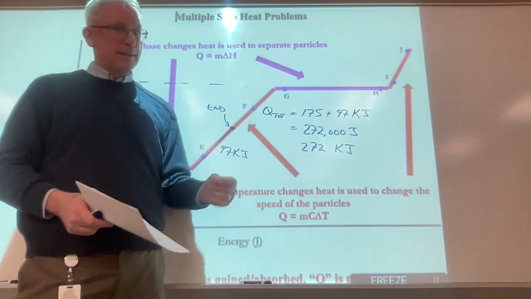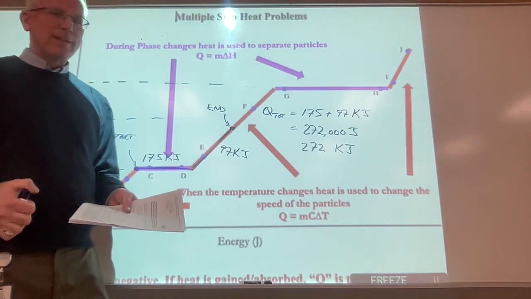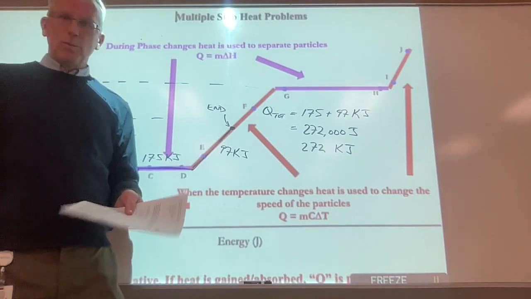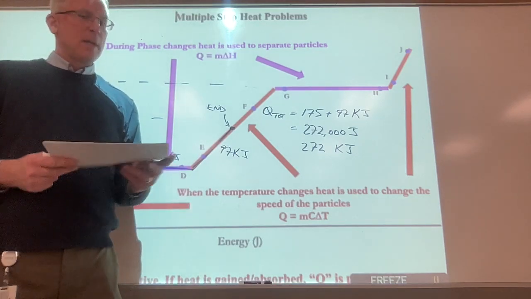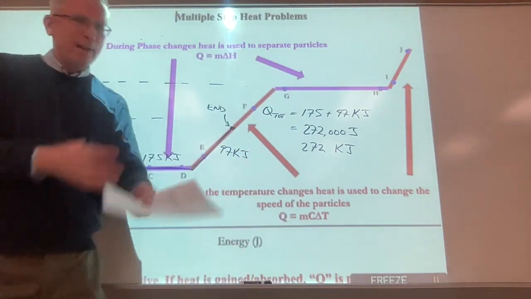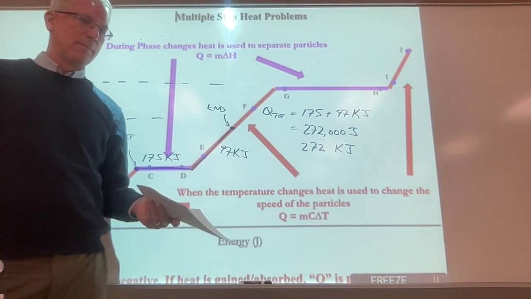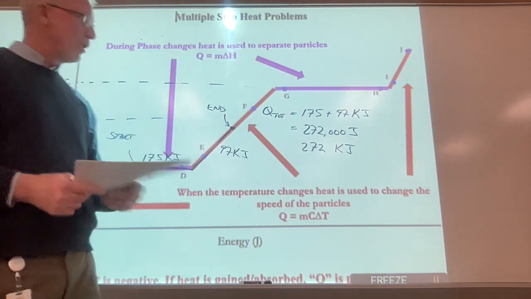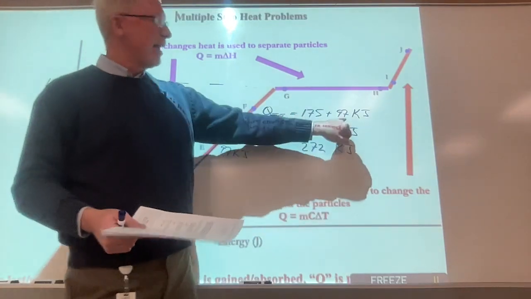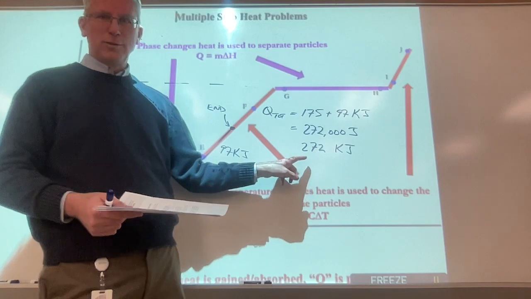Now the key is, this is going to get weird, you have to make sure that the signs of all your individual pieces are correct. So in this case, we were heating, and whenever you're putting energy in, the values are always going to be positive. Okay, so positive answers. You notice I have a positive 175 and a positive 97. I got a positive 272 kilojoules, right?